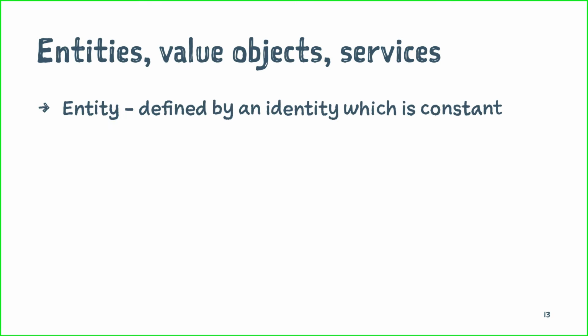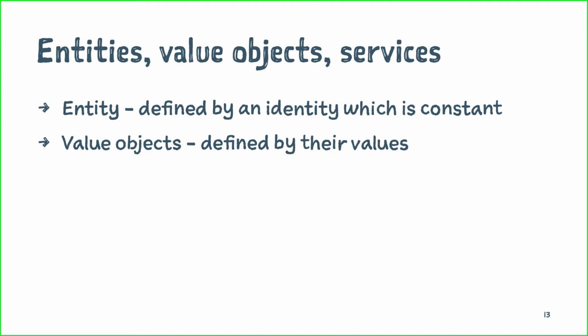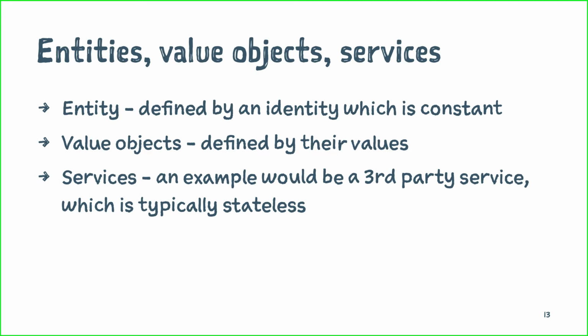Entities, value objects, and services. Entities are defined by a unique identifier that is always constant. And conversely, for value objects, if all the properties on an object are the same, then those two value objects are the same. It's not based on the unique identifier. And services are typically like a third-party service and don't hold state.